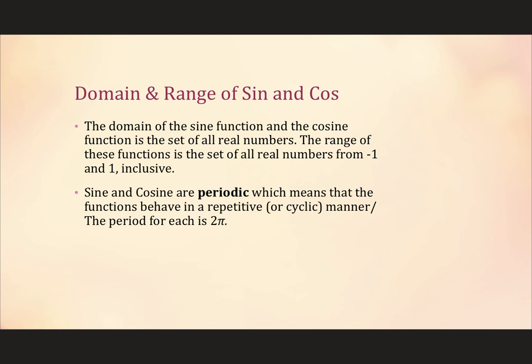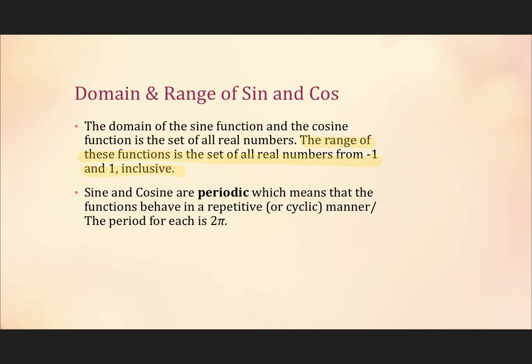What is restricted is the range. The range of both sine and cosine are from -1 to 1 inclusive, which means the smallest your sine and cosine can be is -1, and the biggest they can be is +1. If you were to look at a circle, the furthest point from the center of your circle is your radius. And in the case of a unit circle, your radius is 1.